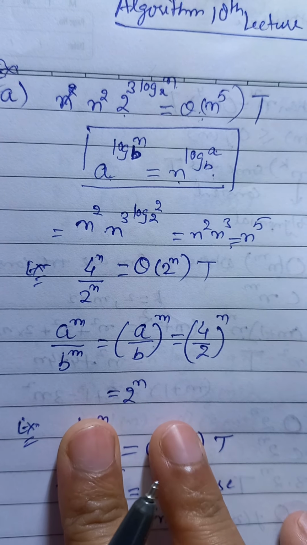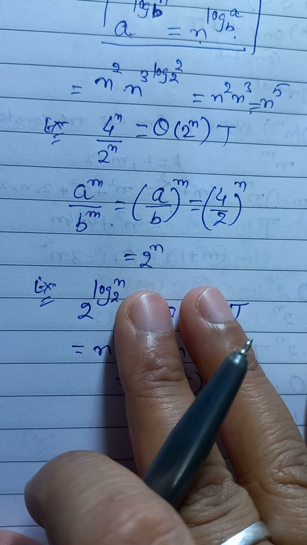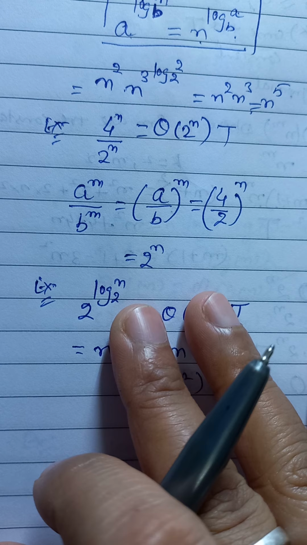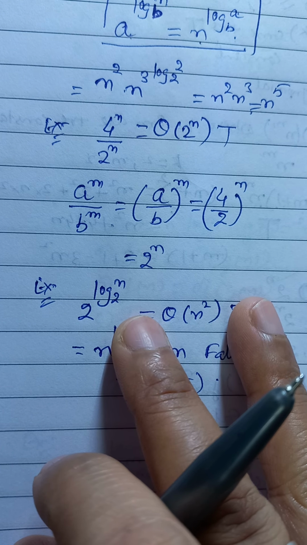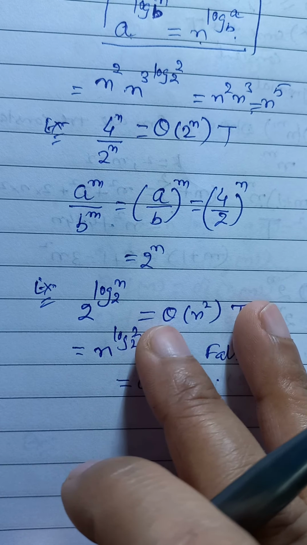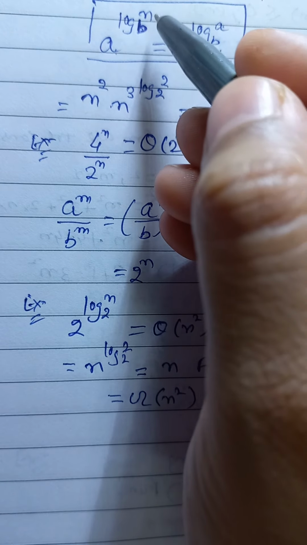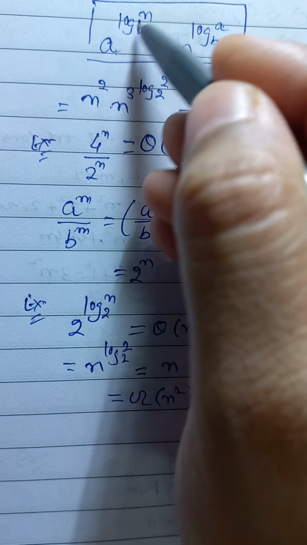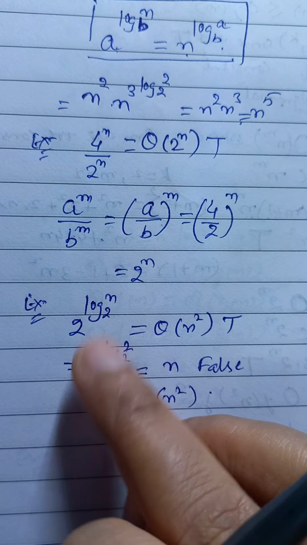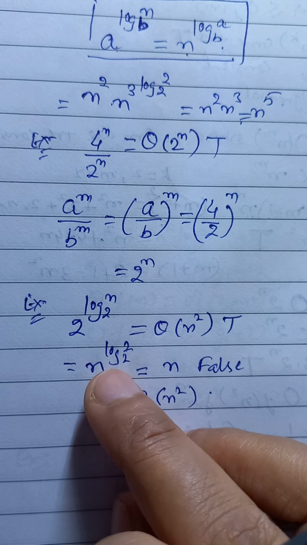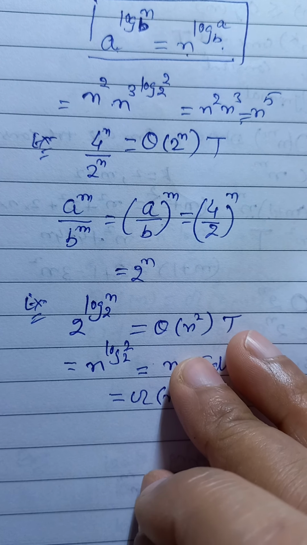Now move to the next example. Suppose we have 2 to the power log n base 2 is equal to theta n square. Is it true or false? We need to find out. So how are we going to do it? We can write it like this with this formula. As we have discussed earlier, we can replace n with a and a with n. So here we are doing the same thing. We are putting n here and we are putting 2 here. So what we will get is n to the power log 2 base 2, which will be equal to n, because the log 2 base 2 value is 1.